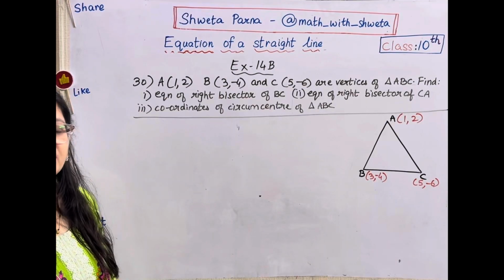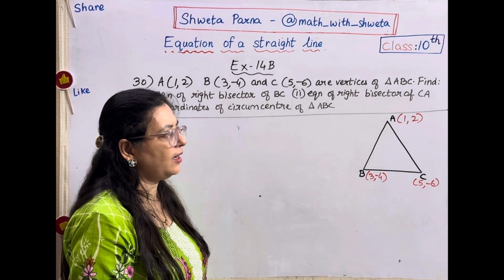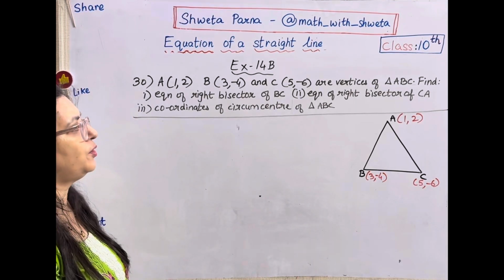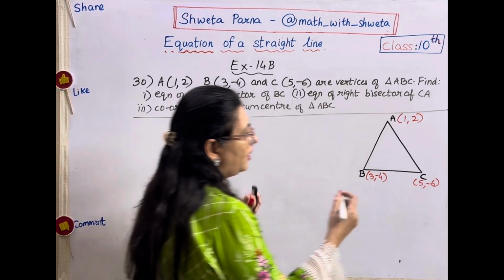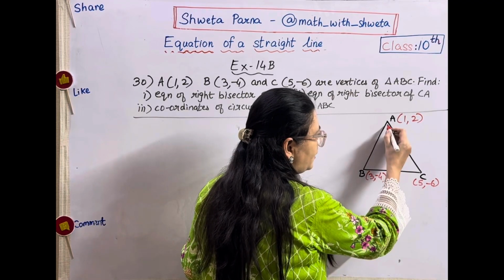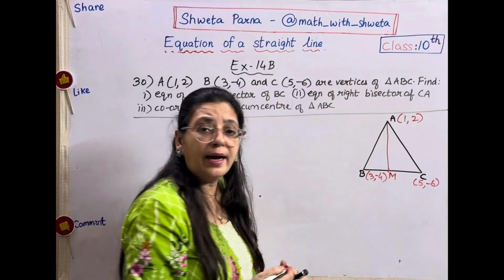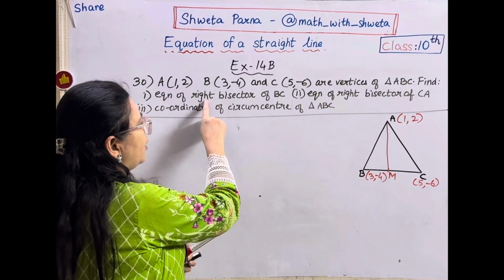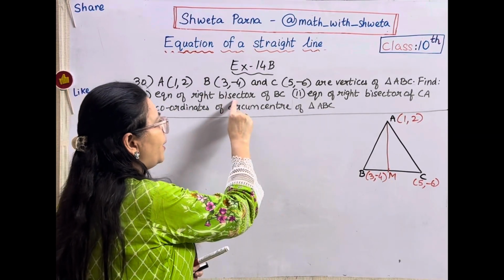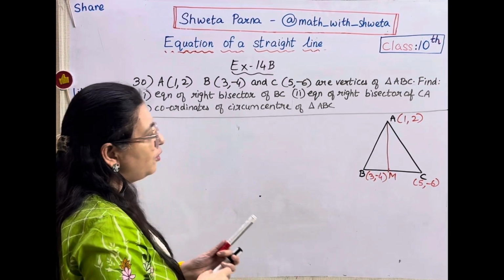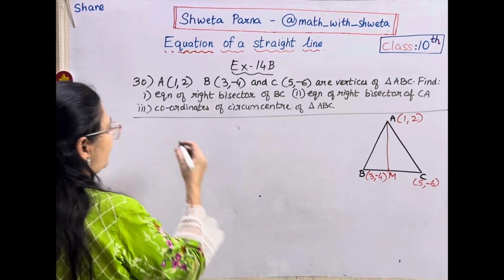Let's do question number 30. A, B and C are the vertices of triangle ABC. Find the equation of the right bisector of BC. Right bisector of BC means it is perpendicular and it passes through the midpoint also. Right means perpendicular, bisector of BC means M will be the midpoint of BC. So first let's find the coordinate for M.